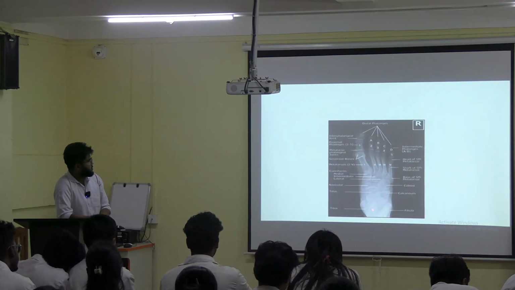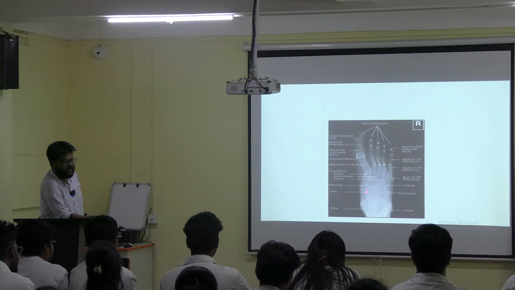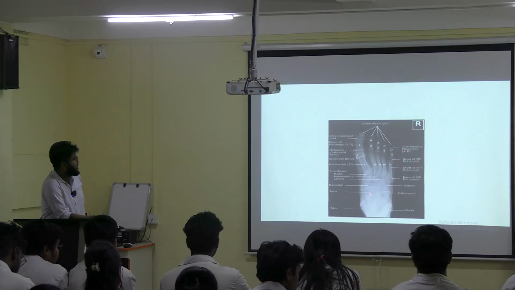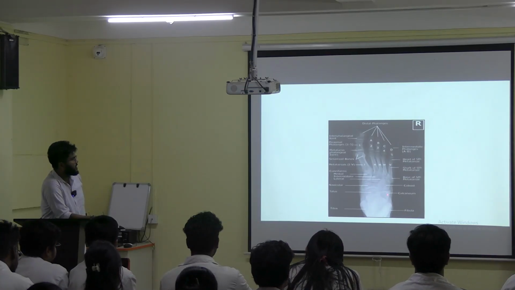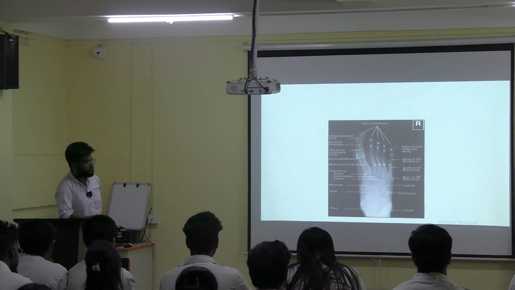Next, this is also the AP view. The talus and calcaneus are present together; these two bones are overlapped. This is anterior to the talus, the navicular; anterior to the calcaneus, the cuboid; and these are the cuneiform bones, medial, intermediate, and lateral, and these are your metatarsals. And these are the phalanges.